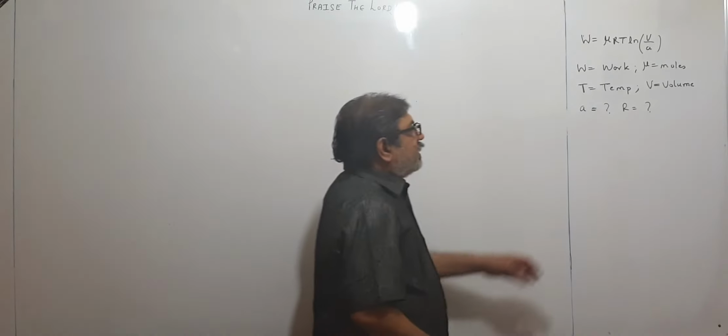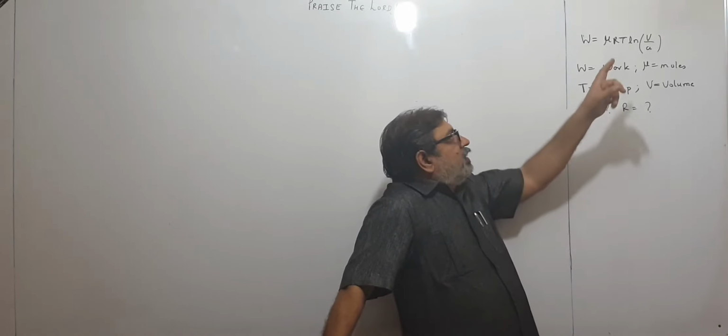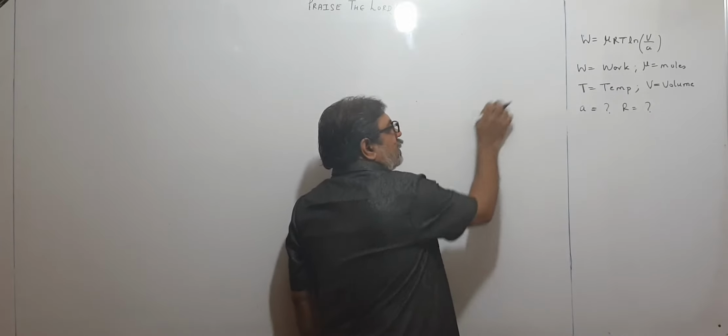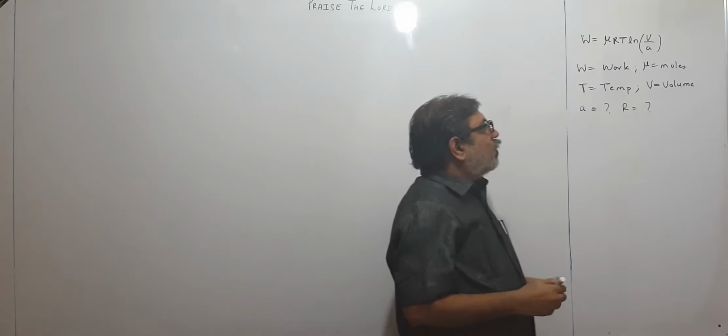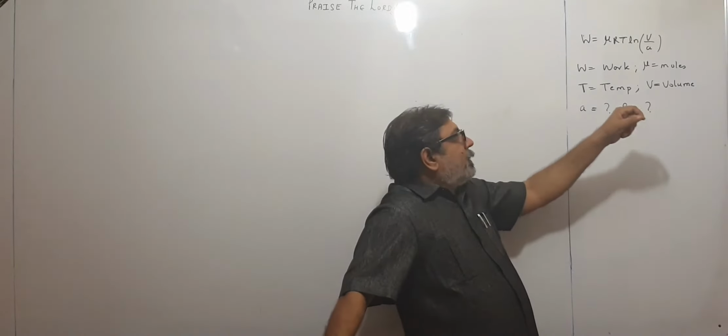See children, we are having W equal to mu. Mu is a symbol for number of moles always. So we write like this. It is a Greek alphabet, mu. Anyway, so W is mu RT ln V upon A. Ln means natural log. I have told you in bridge course.